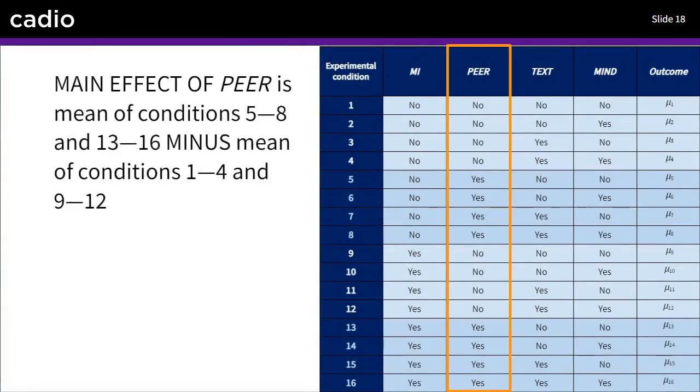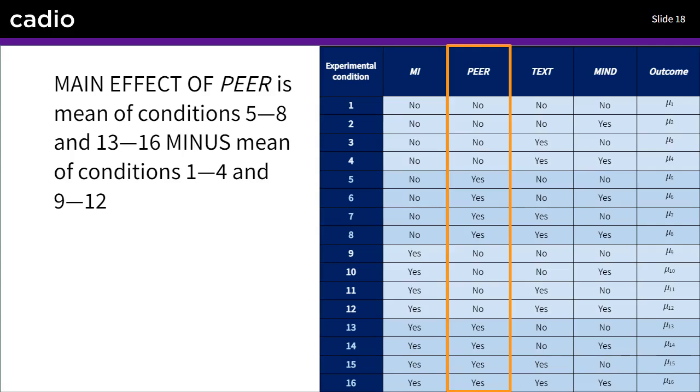The main effect of peer mentoring is defined as the mean of the conditions in which the peer mentoring factor is set to yes, that is, conditions 5 through 8 and 13 through 16, minus the mean of the conditions in which the peer mentoring factor is set to no, that is, conditions 1 through 4 and 9 through 12.